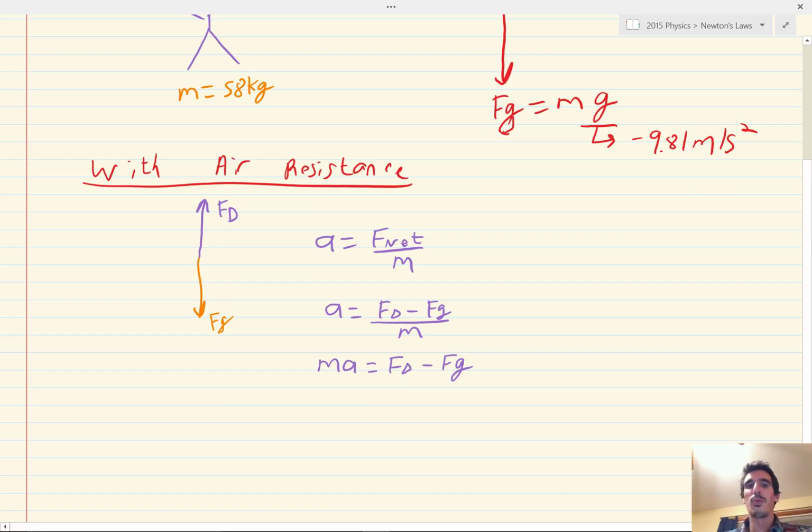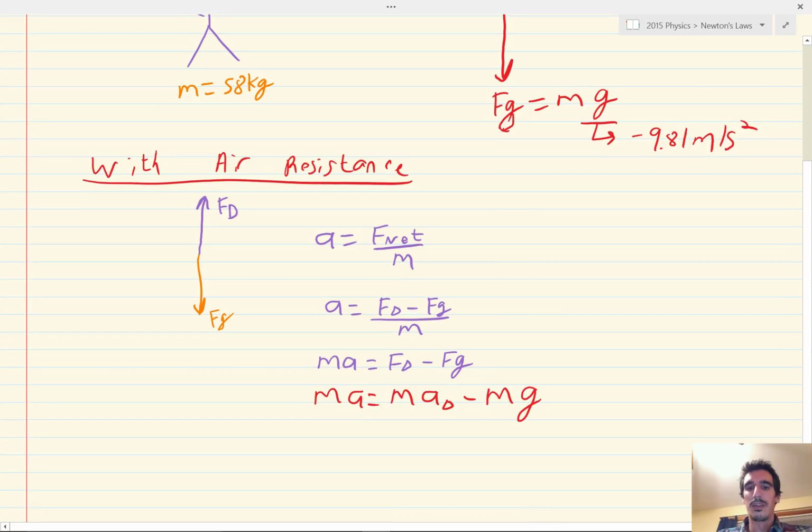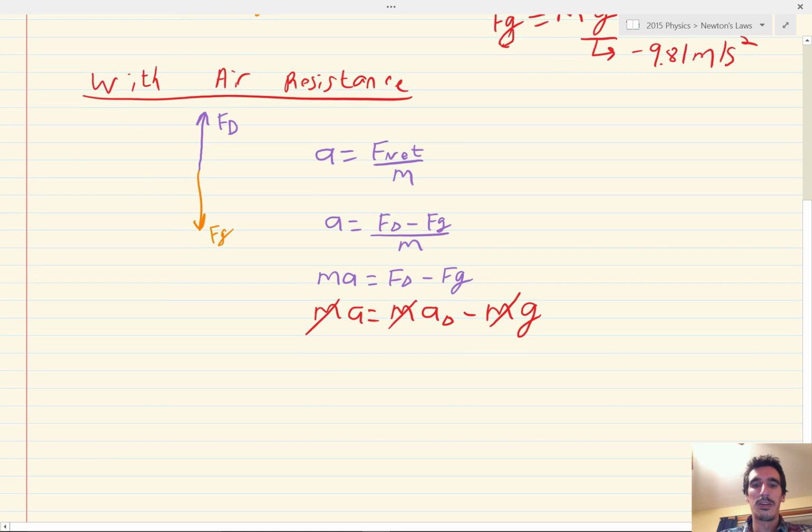The force of drag is just the wind that's pushing upwards against you while you're falling. If you ever stuck your hand out a window while driving a car, you feel that wind pushing backwards. This will be the wind pushing upwards. So let's expand this even further. Now we've got ma, so that's your mass times your acceleration, equal to m times a sub d, the acceleration due to drag, so that's the upward wind, minus mg. We've got m and m, so let's just cancel those out. We're left with your acceleration is equal to the acceleration due to the drag minus the acceleration due to gravity.